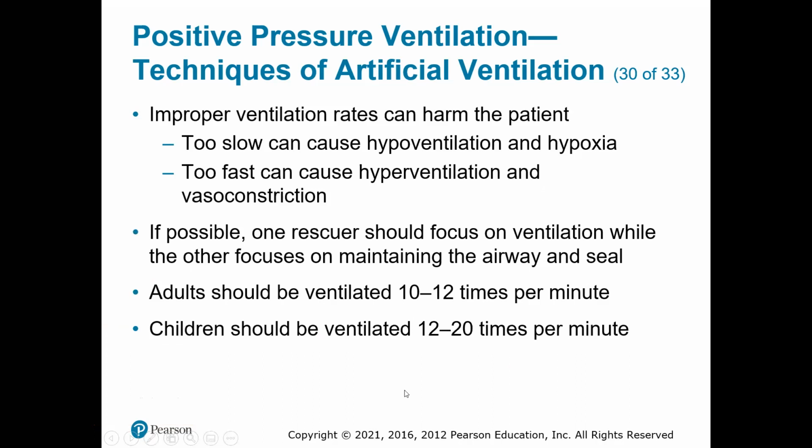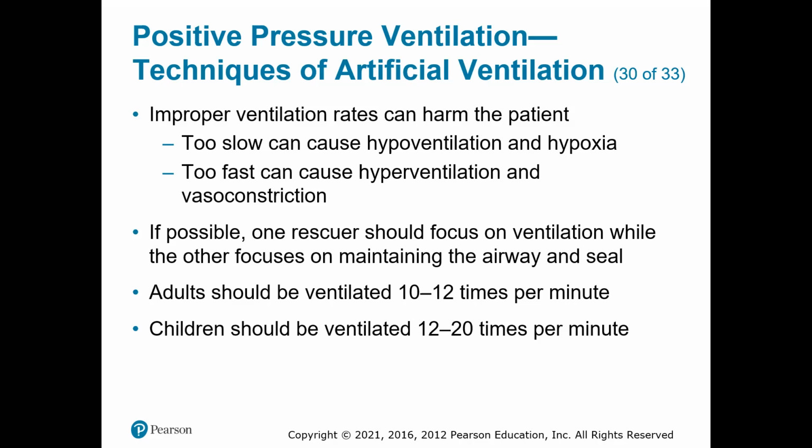Adults should be ventilated 10 to 12 times per minute, so every 5 to 6 seconds. Children will be ventilated 12 to 20 times per minute. And actually in CPR now, they're looking at every 2 to 3 seconds instead of 3 to 5 seconds. So with kids, go to every 3 seconds. With adults, every 5 seconds.